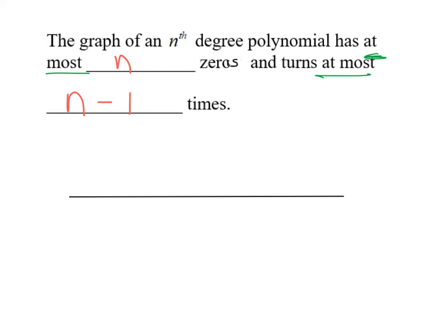Just because we have a curve that looks parabolic, it does not mean it's a second degree polynomial. This could be x to the 4th, x to the 6th. So when we say "at most," you have to keep in mind that a 4th degree can mimic a second degree, a 6th degree can mimic a second degree or a 4th degree, and so forth.